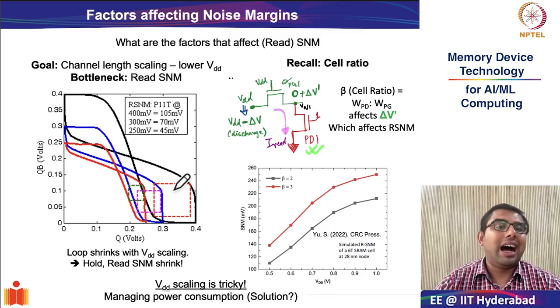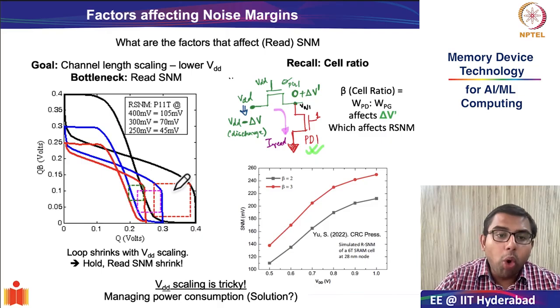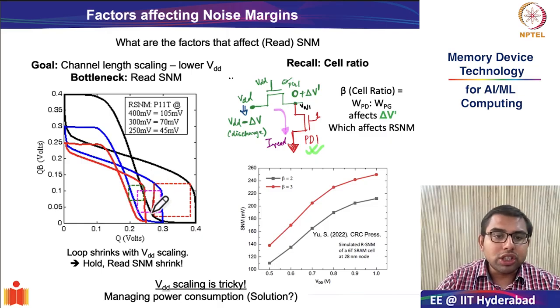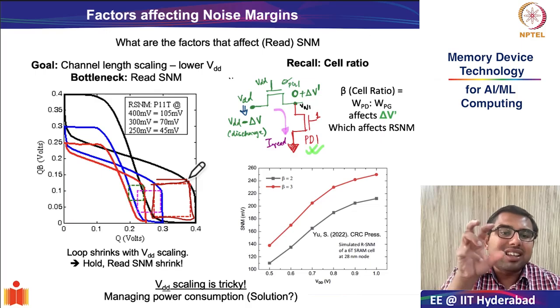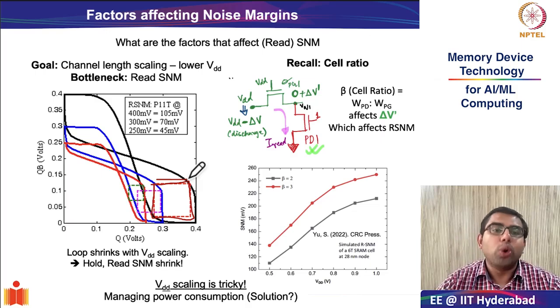Let's do a quick recap of what we were discussing in the last lecture. We saw how the noise margins in both read and hold operation depend primarily on the size of the hysteretic butterfly loops. More precisely, it depends on the side of the maximum square that you can fit inside the butterfly loops. So this is what we saw the last time.